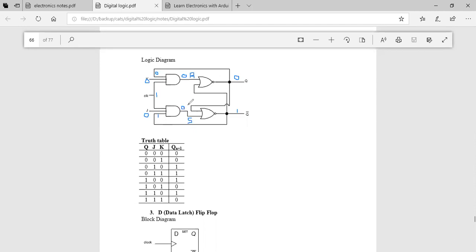Now, 0, 0 means what for RS? Remember what you did for the RS? No change. So this time we don't put no change. We put a 0 because we know that Q is 0. So we actually put 0 here, because we already know it's a 0 at the output. We actually put 0 because we are seeing it here.